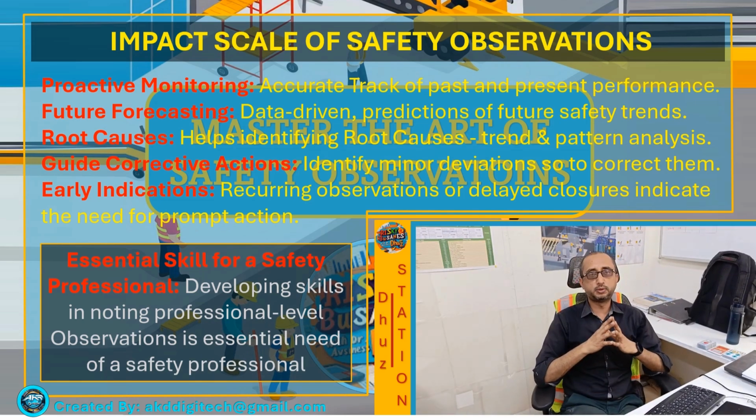Now, beyond noting these observations, one should have a very good idea that these observations are a very powerful tool in HSE management. Basically, these observations are our complete track record of past, present, and future performance history. These observations help us in identifying the root causes if we face any significant or persistent deviation or problem in our system. At the same time, these observations guide us toward corrective actions if there are any minor deviations in our system, to ensure that our systems are always consistent and sustainable.